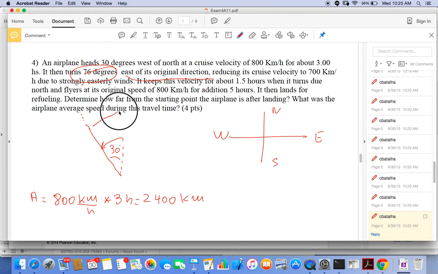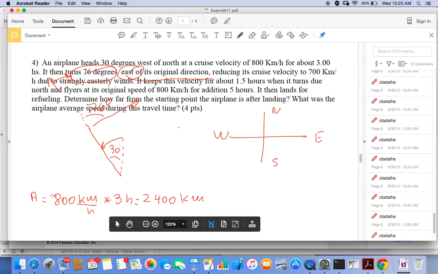So here's the original direction, 30 degrees west of north. So this is pretty much 76 degrees east of its original direction. So the direction is here, east of that. Okay. Then we got that, and this defined my vector B, the segment B. This is my vector A. This is my segmented vector B.